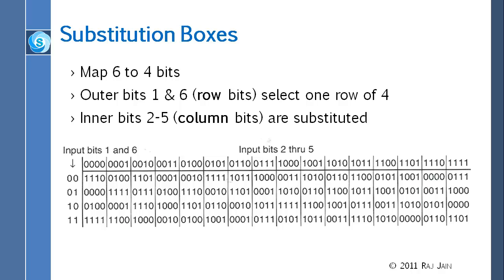So let's say you had 6 bits. Let's just be simple, suppose you had all ones. 6 ones, right? What would they be coded as? Bottom row, 1, 1, because we take the first bit and the last 6th bit. And then what column will we take? This column. And the output would be 1, 1, 0, 1. Similarly, if it was all zeros, the output would be 1 1 1 1 0.